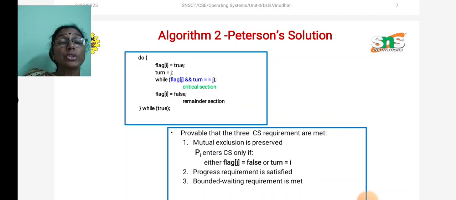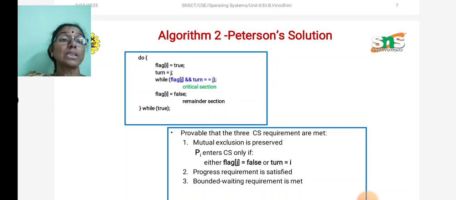So the entry section code is: while flag of j and turn is equal to j, if that condition is true, it means Pj is ready to enter. Suppose the condition is false, then Pi uses the critical section, and after the critical section, flag of i is equal to false. So the process Pi indicates to the process Pj that it has come out of the critical section, so you can use the critical section. Finally, we have the remainder section, and process Pi comes out and Pj enters the critical section. So this is the Peterson solution.